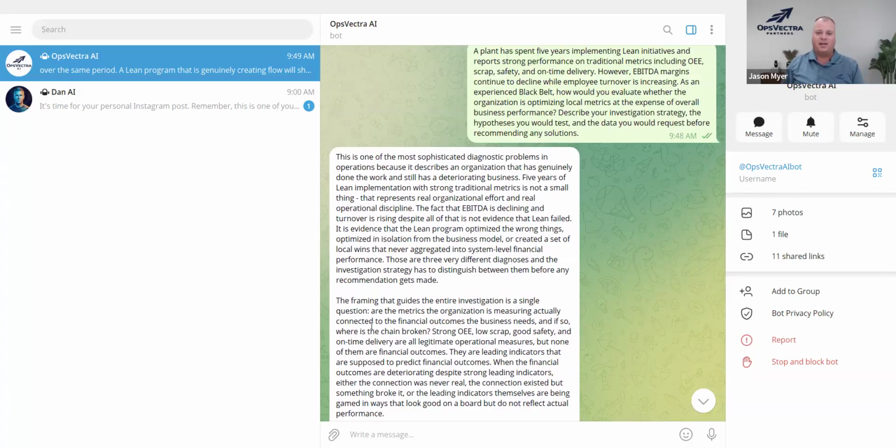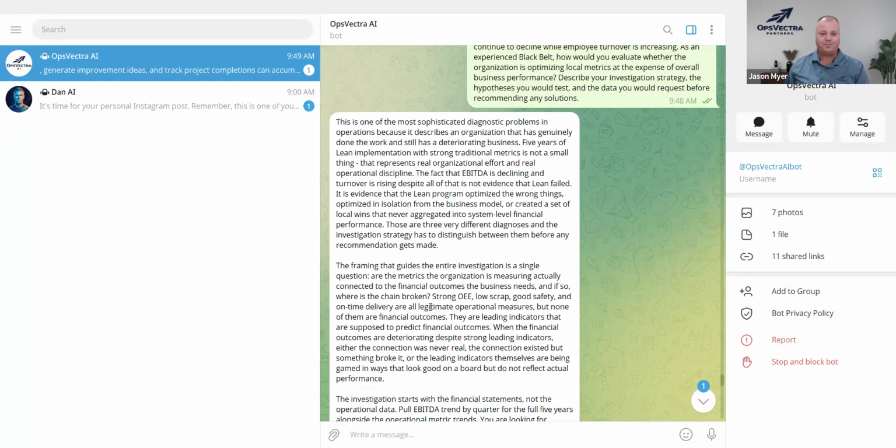This is one of the most sophisticated diagnostic problems in operations because it describes an organization that has genuinely done the work and still has a deteriorating business. Kind of go through the things we just talked about. It is evidence that the lean program optimized the wrong things, optimized in isolation from the business model, or created a set of local wins that never aggregated into system level financial performance. Those are three very different diagnoses, and the investigation strategy has to distinguish between them before any recommendation gets made.